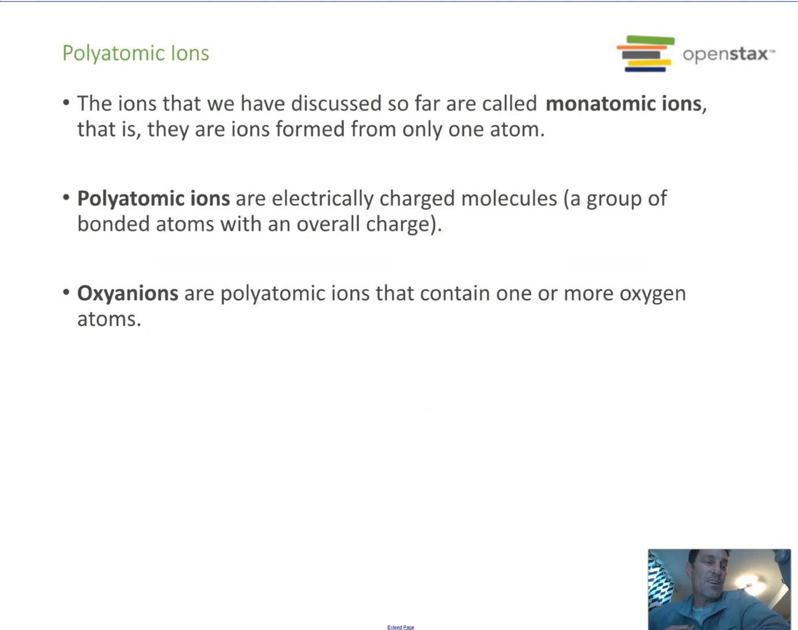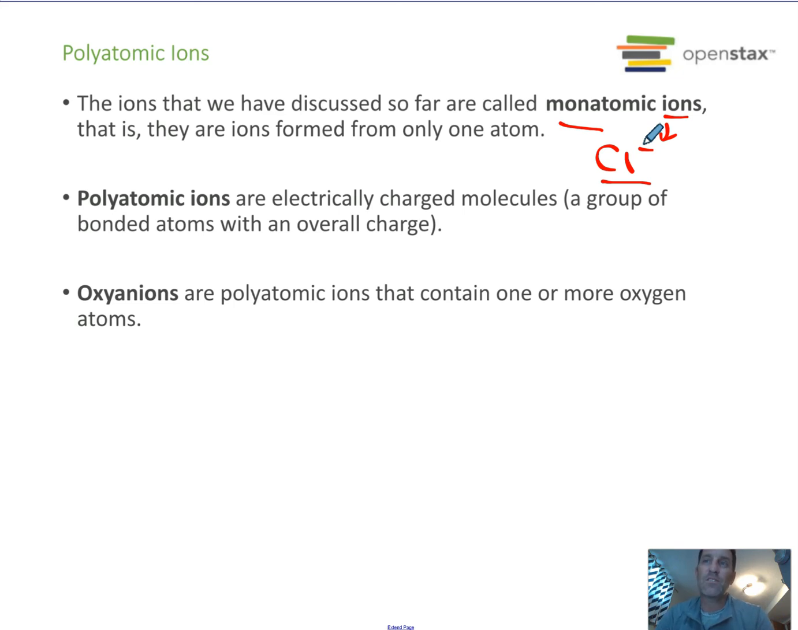Okay, polyatomic ions. These are tricky. The ions that we have discussed so far are called monatomic ions. So when chlorine lost 1, it became a -1. It's monatomic because it's one element. It's an ion because it has a charge. Polyatomic ions are electrically charged molecules, a group of atoms bonded together.